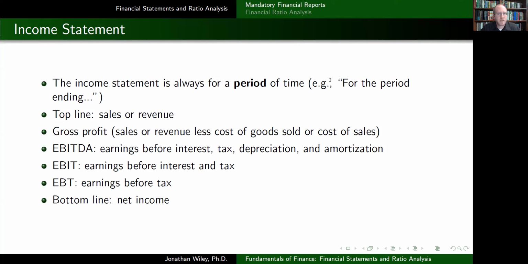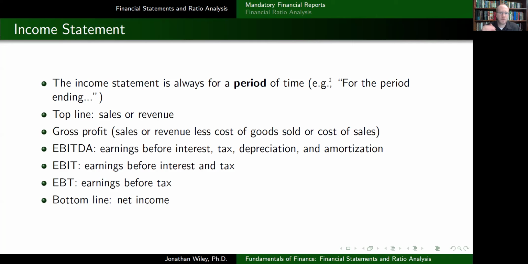Now at the top line of the income statement, you're going to find sales or revenue. And then if we start progressing our way down the income statement, gross profit is going to be the sales or revenue less the cost of goods sold or cost of sales or cost of revenue, those kinds of items. So once you take sales or revenue minus the cost of sales, cost of revenue, whatever that next line item is, then we're generally going to get to our gross profit figure.